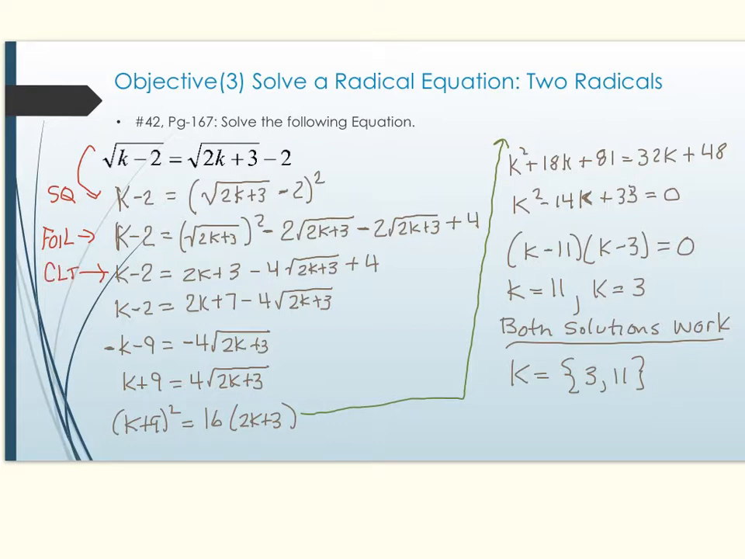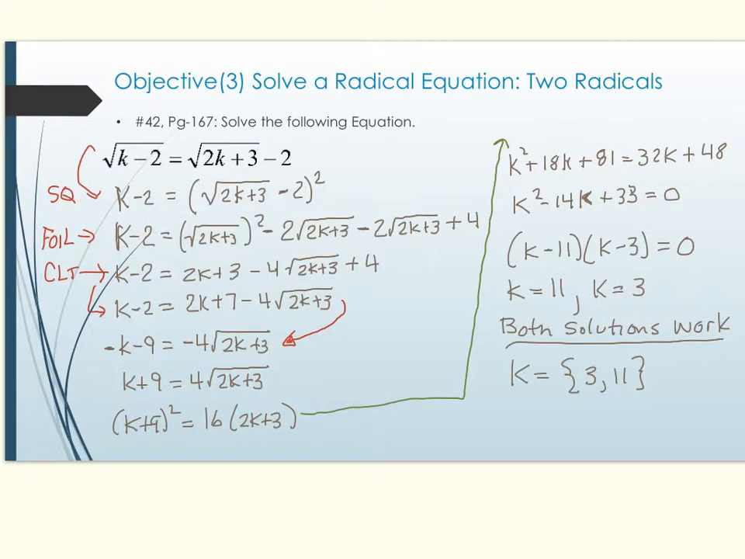So the left side we're going to leave alone. k minus 2 is equal to 2k plus 3 minus 4 times the square root of 2k plus 3 plus 4. Now, in this case, we want to combine again, and we are combining the 4 and the 3 to get 7. So now we want to isolate the radical symbol again on one side of the equation.